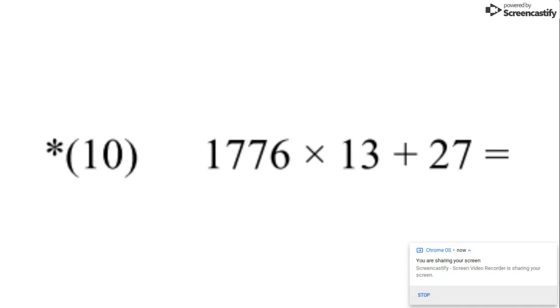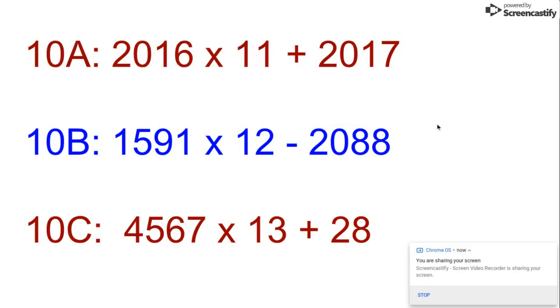1,800 times 10 is 18,000. 1,800 times 3 is 5,400. 18,000 plus 5,400 is 23,400. And the exact answer of this problem is 23,115. So you are definitely within 5% and you are good to go. Give these three problems a try and we are done with our lesson.